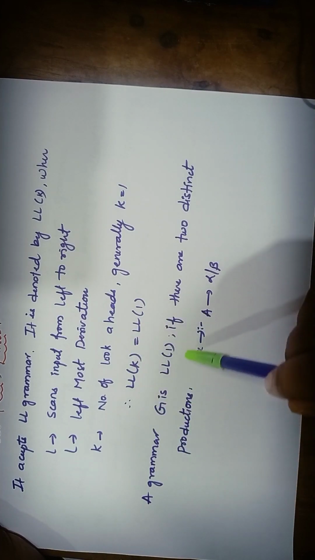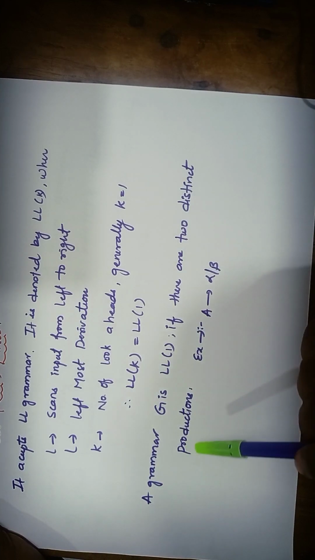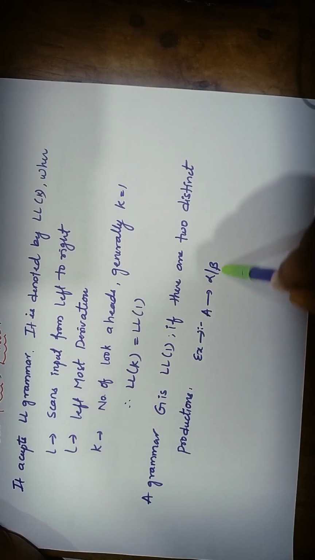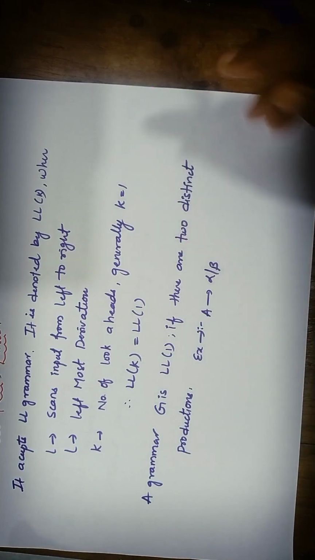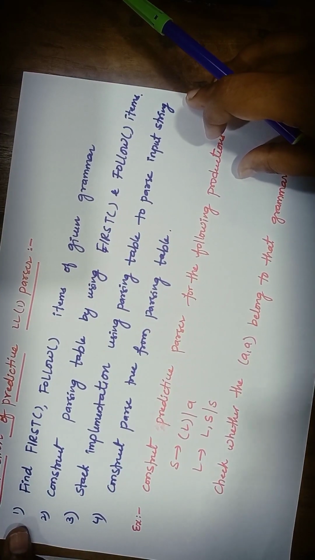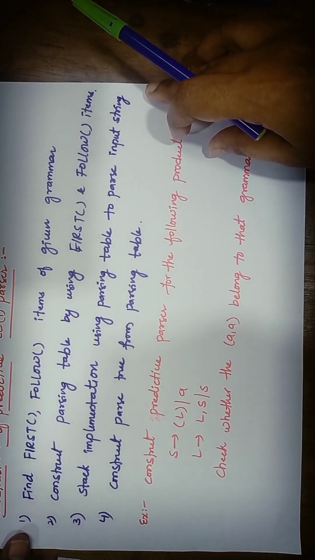A grammar G is LL(1) if there are two distinct productions. So compulsorily the grammar should be an LL(1) grammar, and it should consist of two distinct productions. Here we are going to see how to construct the predictive parser for the LL(1) grammar.